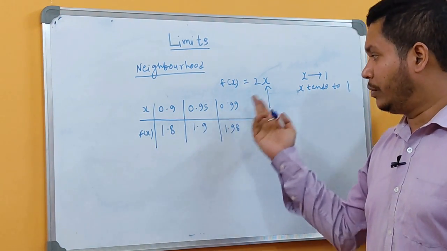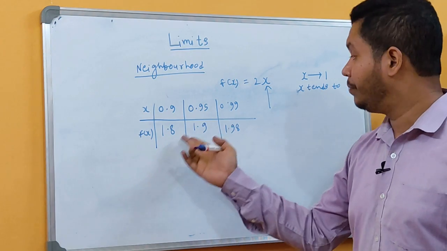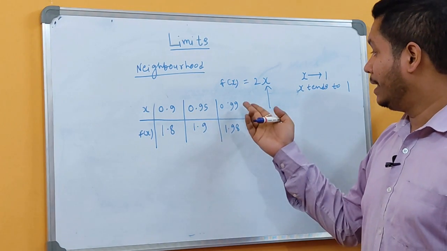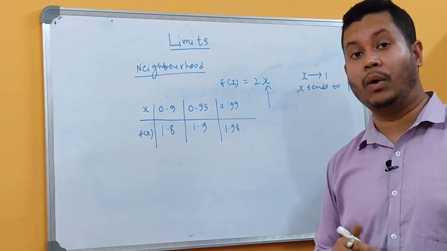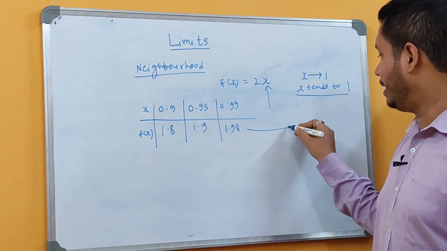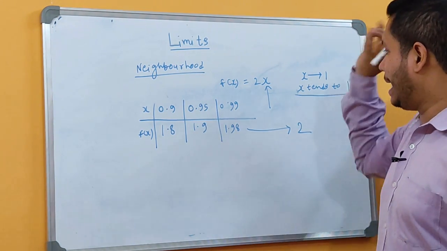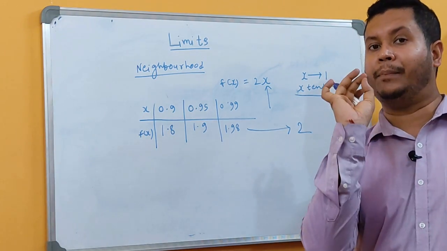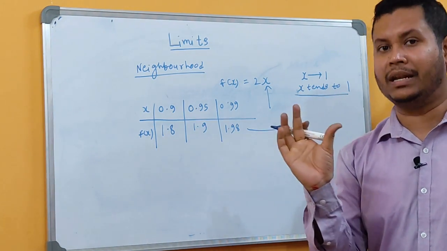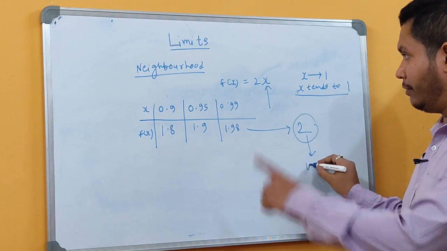Now with respect to these inputs, see the output of the function. For 0.9, we got 1.8. For 0.95, approaching 1, the output is 1.9. Then for 0.99, the output is 1.98. So, if my input tends towards 1, then my output is tending towards 2, isn't it? Right? So that means for any input which is approaching a particular value, if the function value tends toward a fixed number, like in this case it's tending towards 2, then this 2 will be the limit of this function.